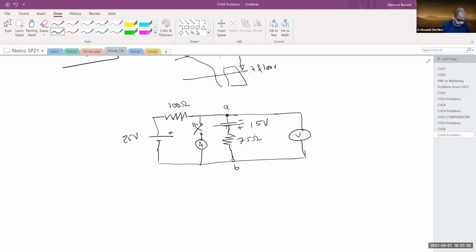So when it's open, you really don't have this portion at all. So the current will come in from this battery, goes through here, goes through this one, it comes through the whole thing. So as if you really have two batteries. So let's find VA minus VB.